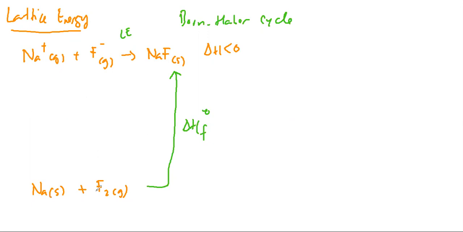So again, I have Na(s) reacting with F2 gas, then I have NaF solid. We call this reaction delta Hf, formation, because we form one mole of ionic compound from its elements under standard conditions. The standard states are Na as solid, F2 as gas, and NaF in the solid state. That's why we are eligible to put theta.